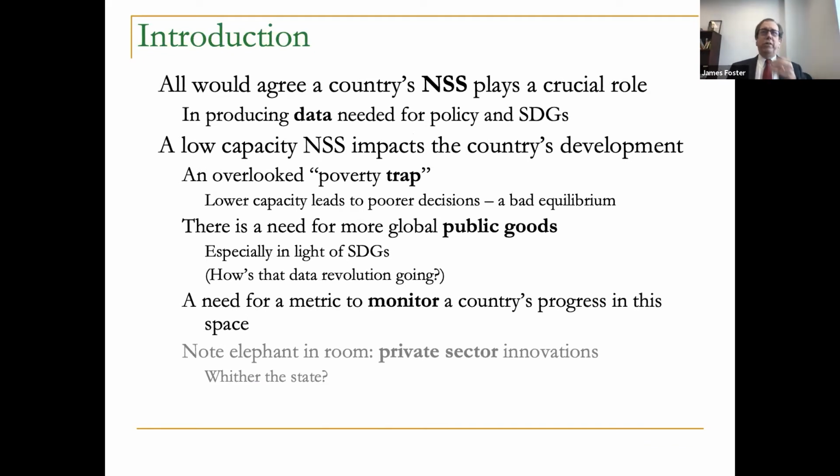All right. I think everyone in the room would agree that a country's NSO, the part of the government that works with statistics, but also the NSS as a whole, plays a crucial role in producing data needed for policy and SDGs and allowing people to make the right decisions. In fact, a low capacity NSS impacts the country's very set of possibilities for development. In other words, if you have low capacity, you're going to get worse data, which leads to poor decisions and puts you in a bad equilibrium, which I think is a very interesting poverty trap that I hadn't seen before. Maybe Pali knows about it, but it does seem to be a pretty obvious problem that can occur in many, many countries.